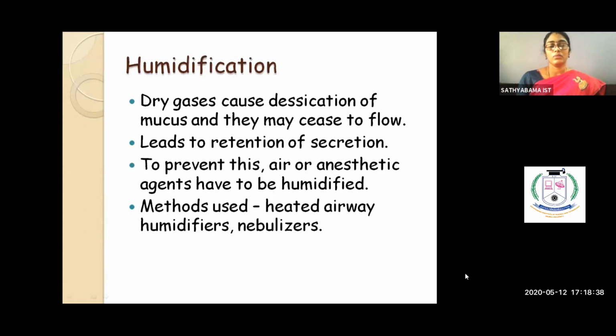I think we are moving on to the end of the anesthesia. So next one is humidification. So humidification, so humidity. We all know what humidity is. You start sweating is basically humidity, right? So why do I need humidification in an anesthesia machine, right?